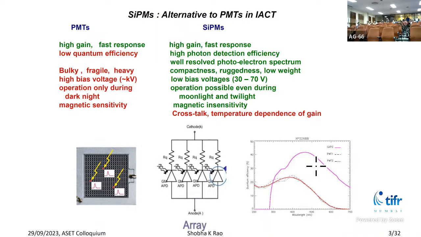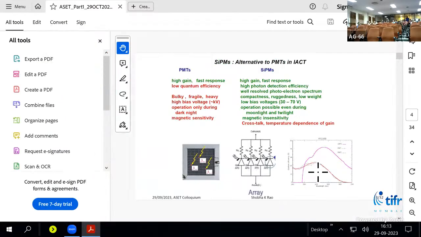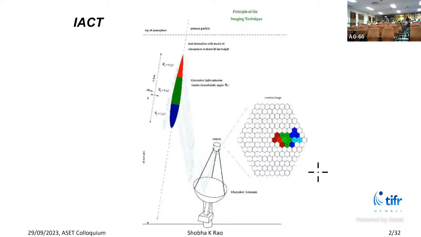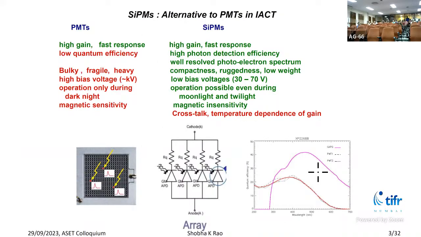Now, SiPMs have several features. Like they have much higher photon detection efficiency, as you can see in this figure. As you can see in the bottom figure, SiPMs have higher photon detection efficiency compared to PMTs. Also, they need much lower bias voltage in the range of 30 to 70 volt, depending on the make, whereas in the case of PMT, we need a bias voltage of about a kilovolt.